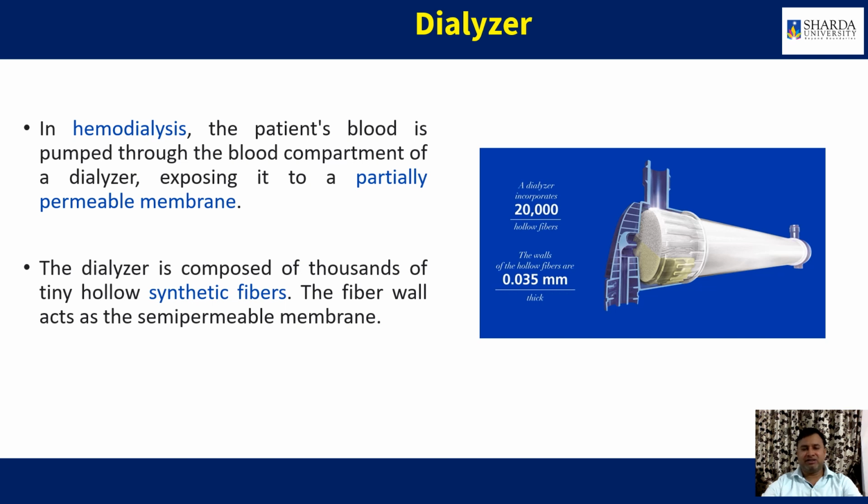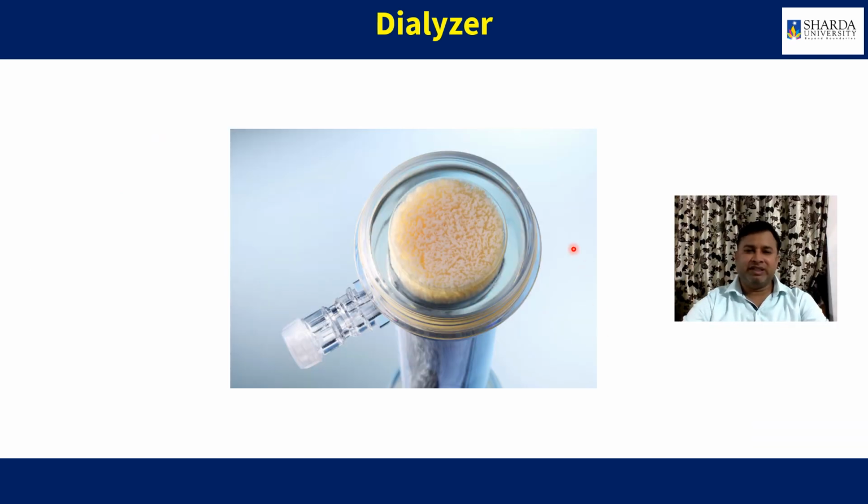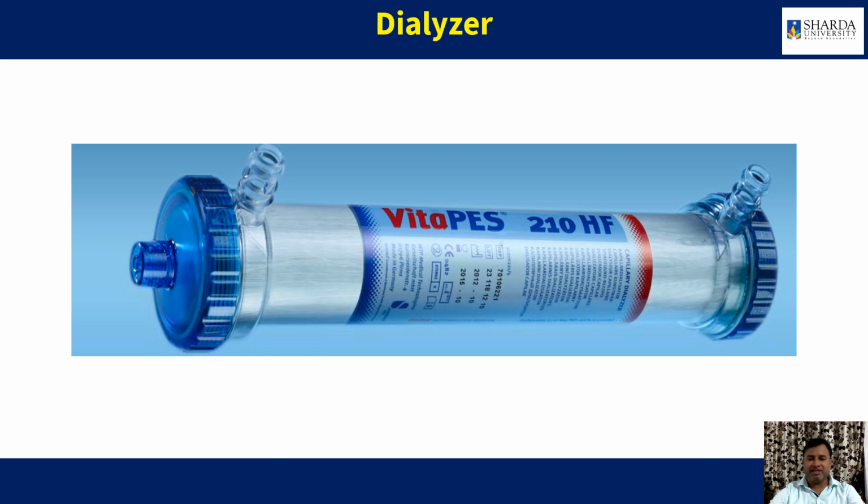Now come to the dialyzer. The dialyzer acts as the glomerulus in the kidney. So in hemodialysis, the patient's blood is pumped through the blood compartment to the dialyzer where a semi-permeable membrane is present. The dialyzer is composed of thousands of synthetic fibers. As shown in the figure, 20,000 fibers are present in this dialyzer. And the wall thickness is 0.035 nanometer. We can see here a large view of the dialyzer. The semi-permeable membrane is present here. And this is the commercialized dialyzer which is used in hemodialysis.